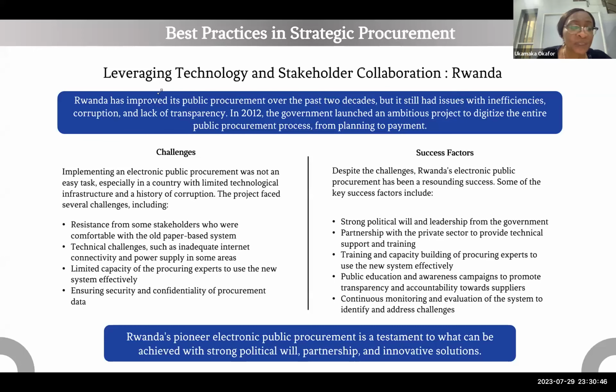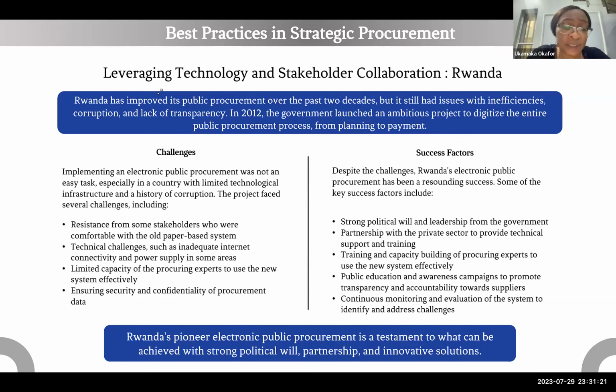can we build. So implementing an electronic public procurement was not an easy task at all, especially in a country with limited technological infrastructure and a history of corruption. So the project faced several challenges, including resistance from some stakeholders who were comfortable with the old paper-based system. You know that many people don't want to change, especially when they're gaining from the status quo. So whenever change comes, people try to resist it. So that was one of the challenges that they had in Rwanda.